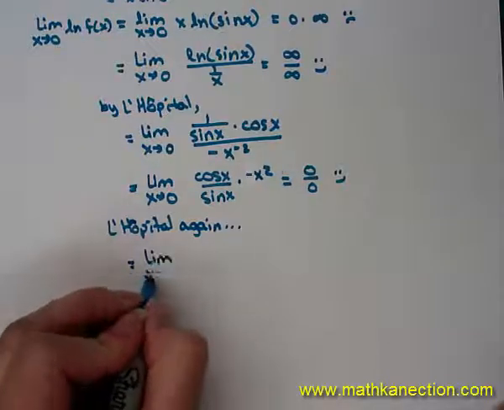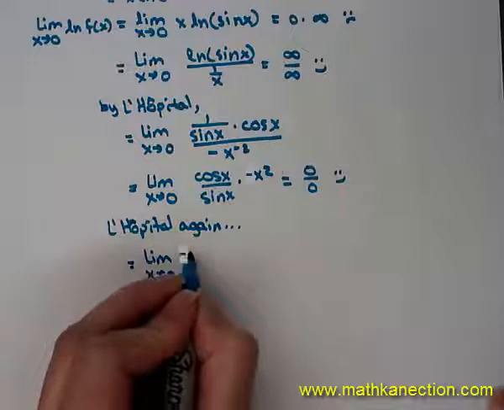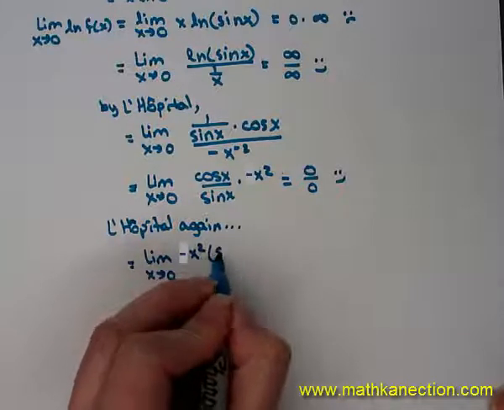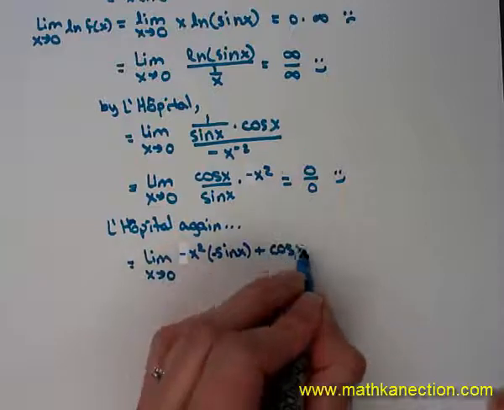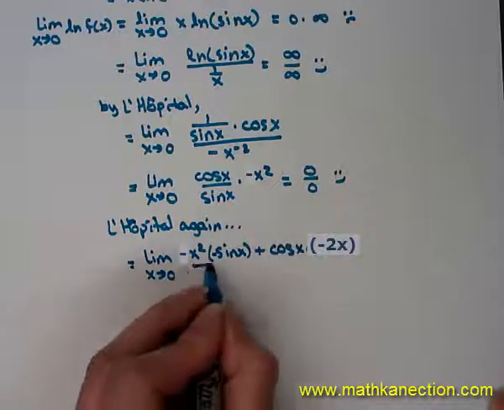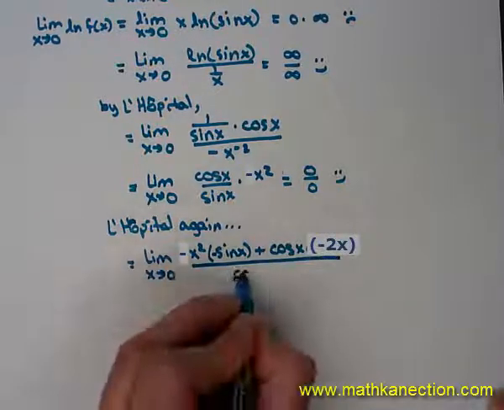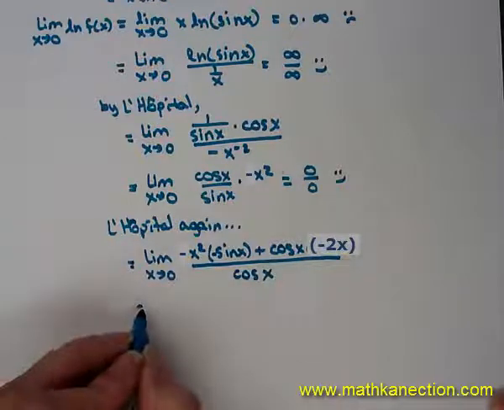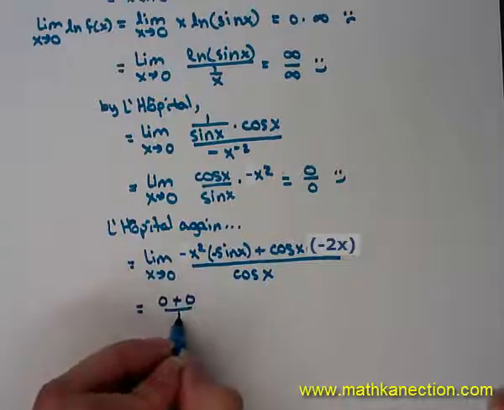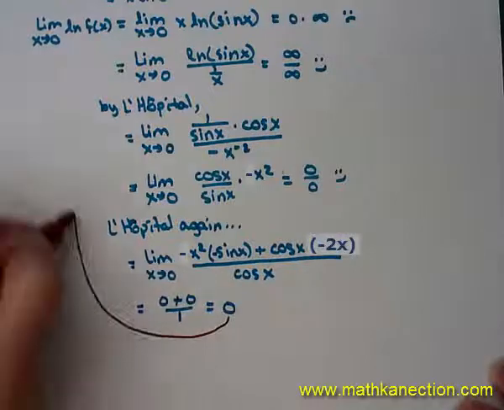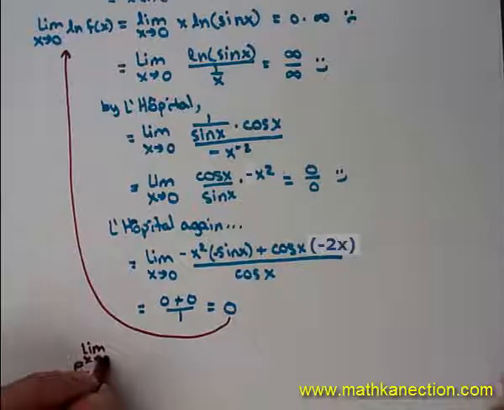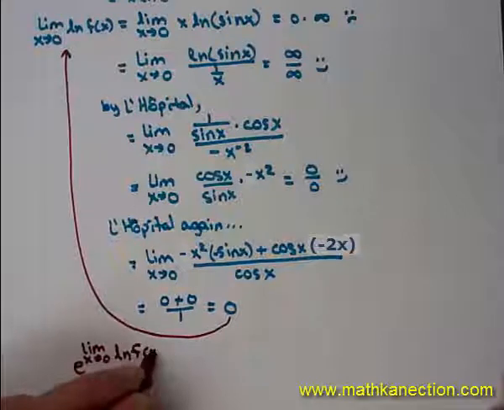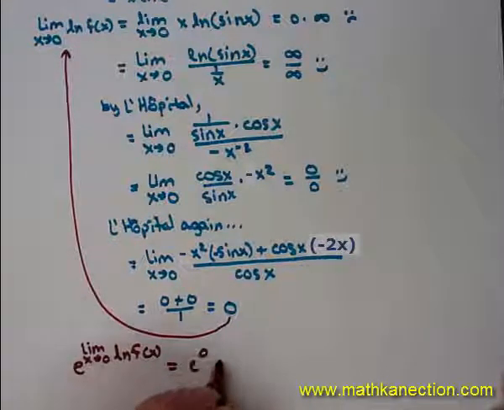So we have the limit as x approaches 0 of negative x squared times negative sine x plus cosine of x times negative 2x all over cosine of x. Substituting in the value of 0, we get 0 over 1, which is 0. Then remember we did the natural log of the function, so to undo the natural log, we have to anti-log or raise both sides to the e. So we have e to the 0, which is then 1. So the limit is 1.